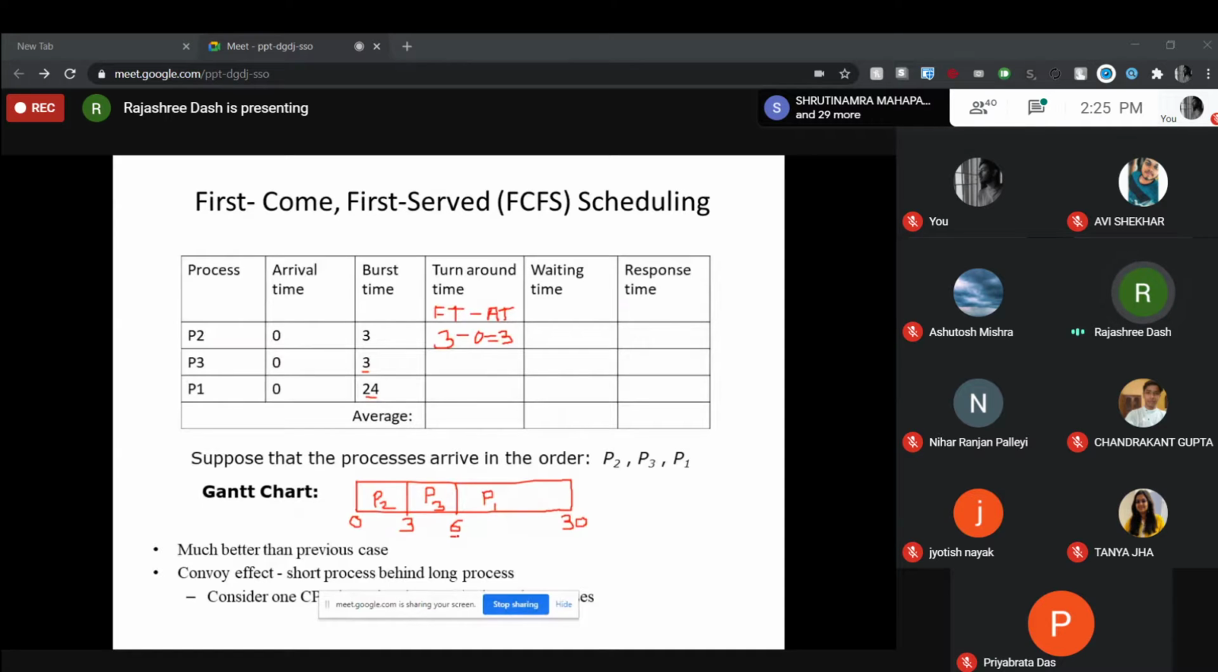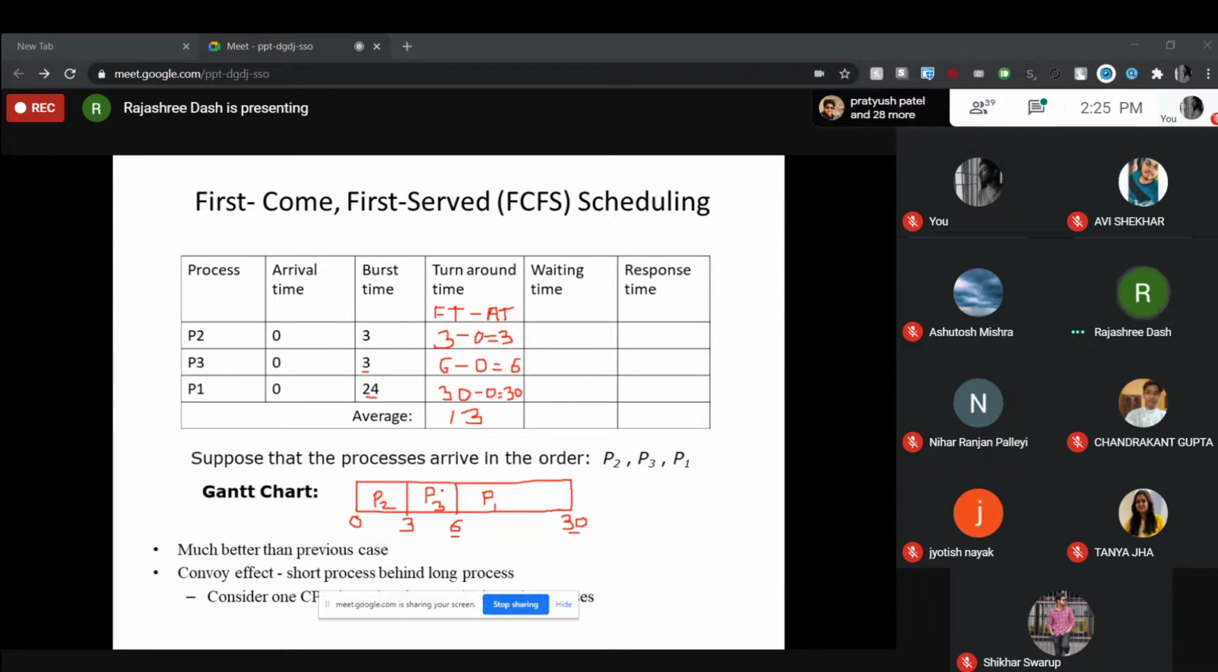For P3, finish time is 6 minus arrival time 0. So it will be 6 minus 0, that is 6. Now for process P1, finish time is 30. So 30 minus 0, that is 30. Now if you find the average of 3, 6 and 30, you will find the average turnaround time is 13 milliseconds.